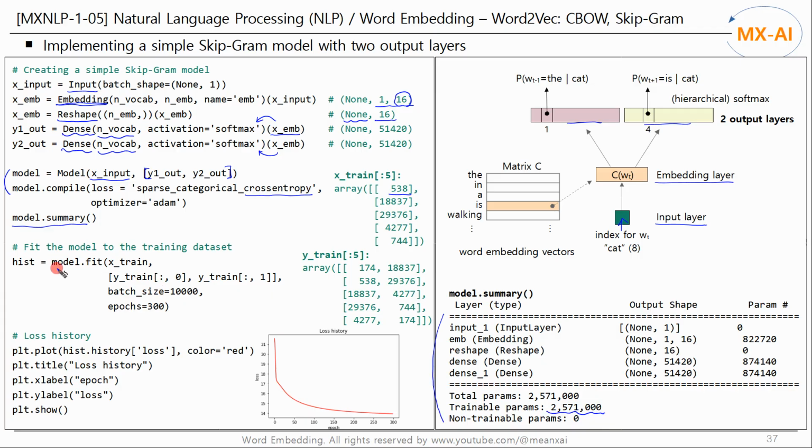Fit this model to the training dataset. The input data is xtrain. The desired output of the first output layer is the first column vector of ytrain. And the desired output of the second output layer is the second column vector of ytrain. Next, plot the loss history to see how the model learns and how the loss decreases during training. You can see that the loss decreases like this during training.